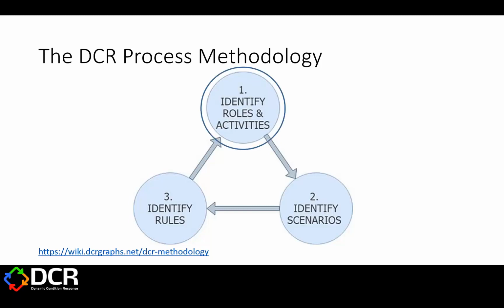First, we identify roles and activities. Secondly, we outline example scenarios, both required and forbidden, as examples of what must be supported and what should not be possible. Finally, we add rules based on the four DCR relations.